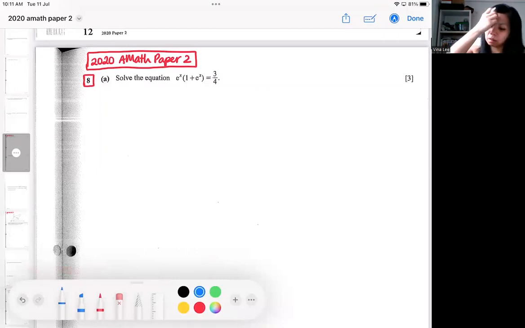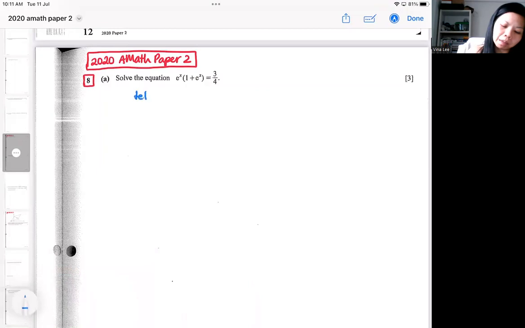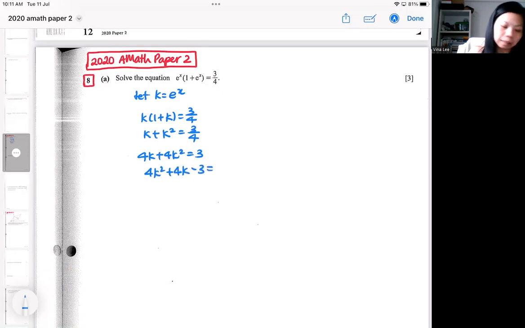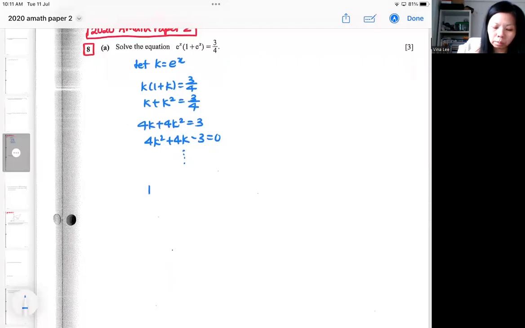Some students get stuck on 8a if they forgot that there is a method for substitution. If you forgot that there is a method known as substitution, you will get stuck on this part. Once you know that there is a substitution, you will be able to get a quadratic equation. If you solve it as a quadratic equation, that will be quite easy. So do your normal quadratic technique, you should be able to get 2 answers.